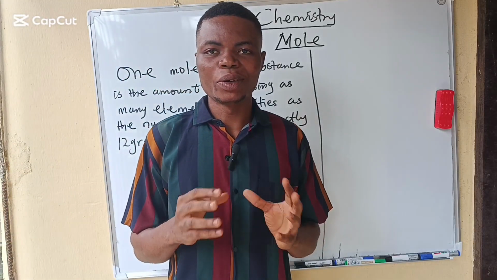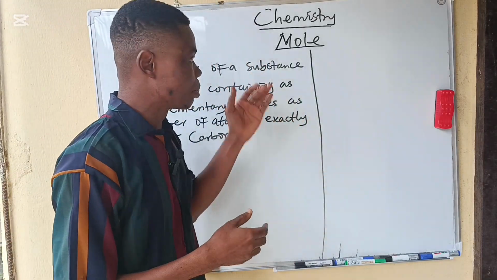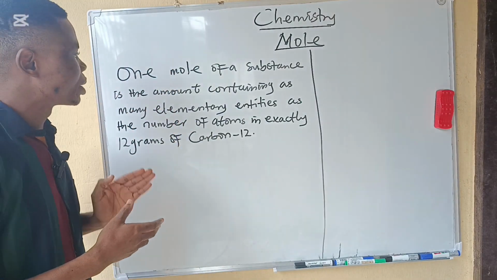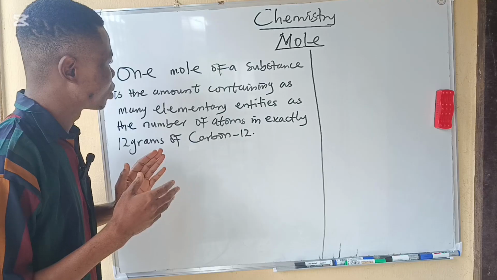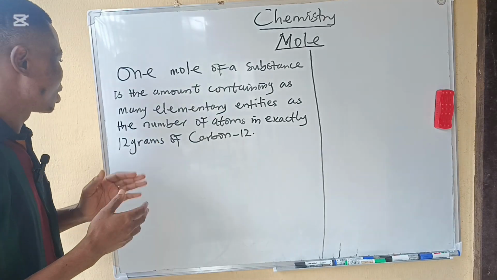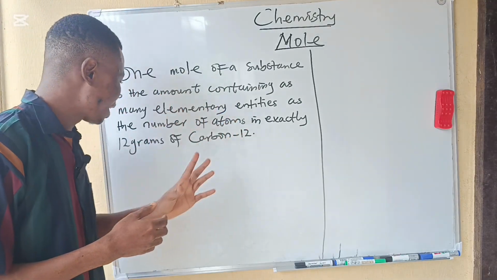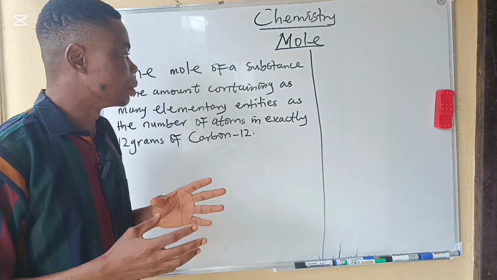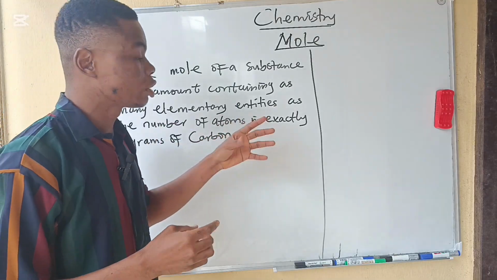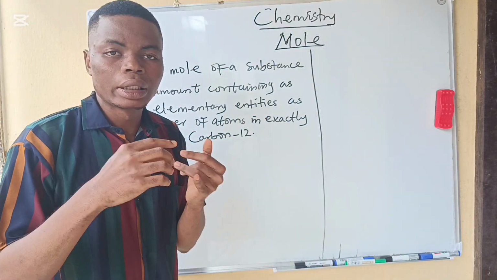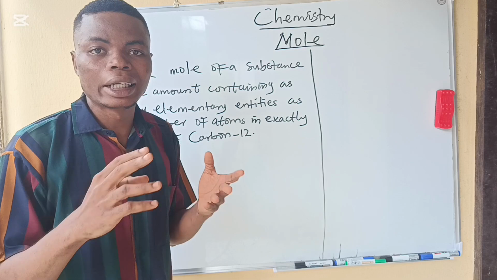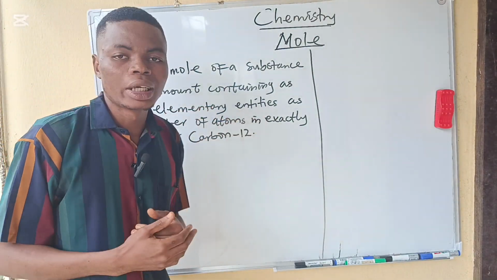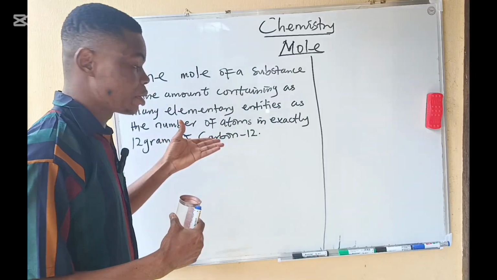Good fans, they want us to look at the mole in chemistry. What is a mole? One mole of a substance is the amount containing as many elementary entities as the number of atoms in exactly 12 grams of carbon-12. So what do you mean by elementary entities? It means the atoms, the molecules, the ions, the electrons, and all other particles are what we refer to as elementary entities.